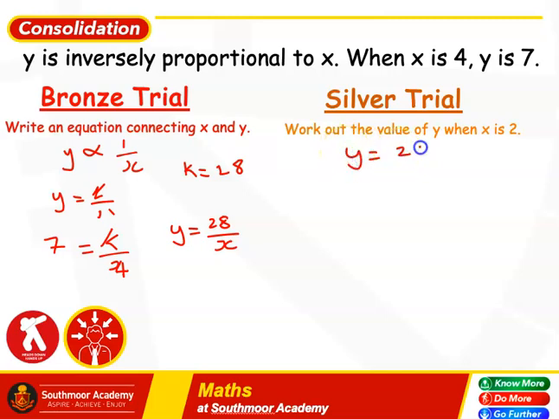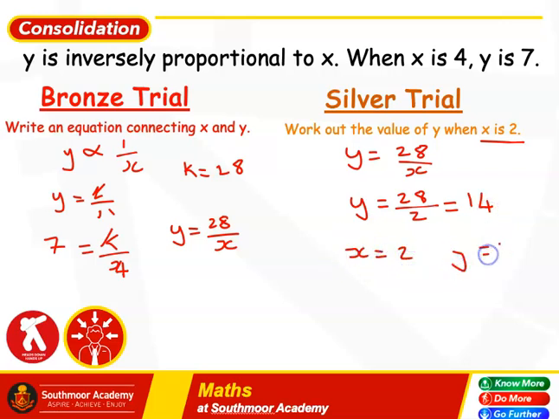So y equals 28 over x. You've been told that x is 2, so you need to work out y. So y is equal to 28 divided by 2, so y is equal to 14. So when x is equal to 2, y is equal to 14. So that's your bronze and silver examples and trials.